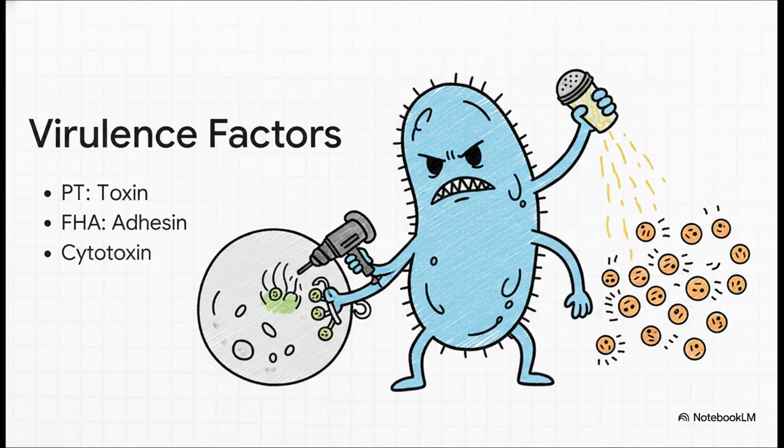Then you have tracheal cytotoxin, which literally damages the ciliated respiratory epithelium, and adenylate cyclase hemolysin, which further messes up those phagocytes. Oh, and a quick side note, Bordetella parapertussis, a related bug, actually causes a much milder illness. Why? Because it completely lacks that crucial pertussis toxin gene.